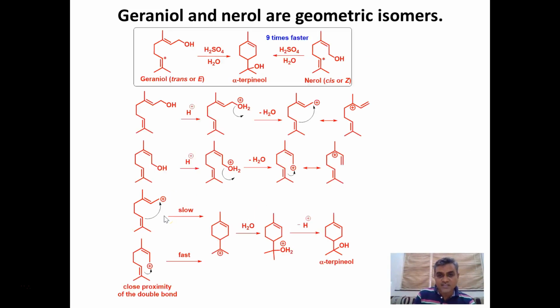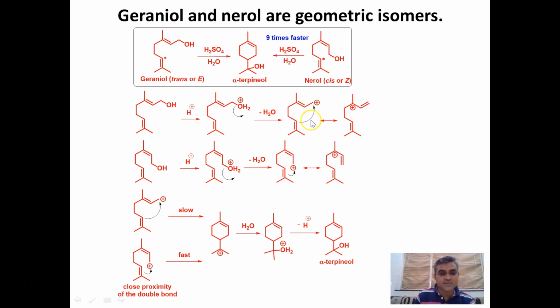So we will see the mechanism of these reactions, and from this mechanism we will again understand why the rate of nerol is 9 times faster than that of geraniol. So this is a star carbon atom, it is very close to it. This is again the star carbon atom. Here we are interested in this cyclization, it is far away.